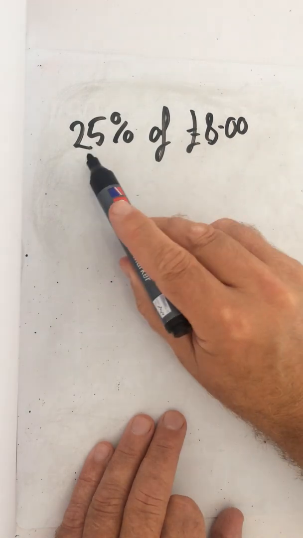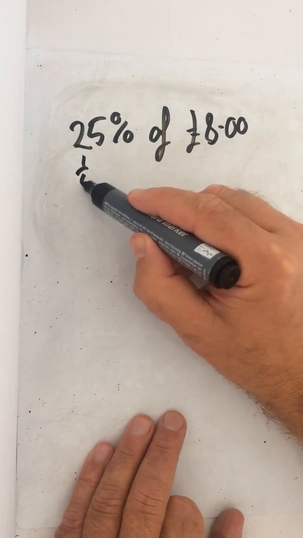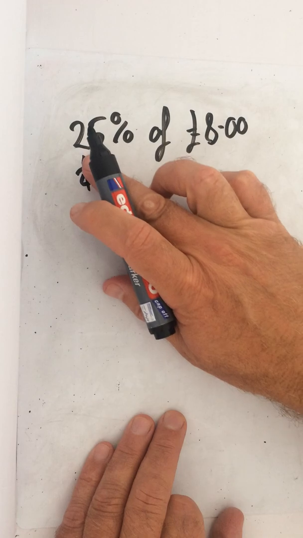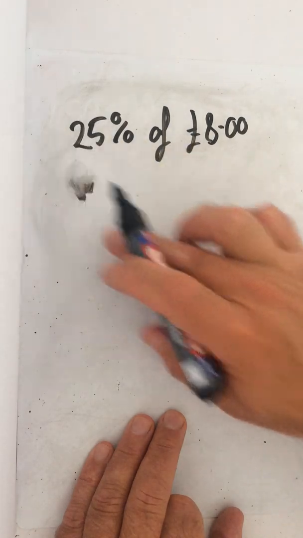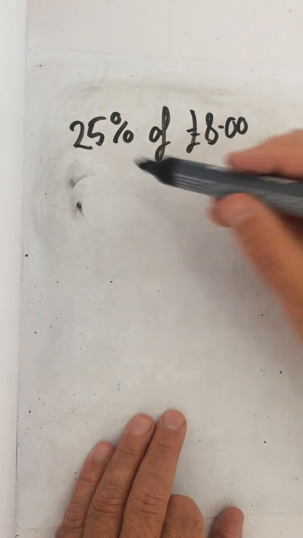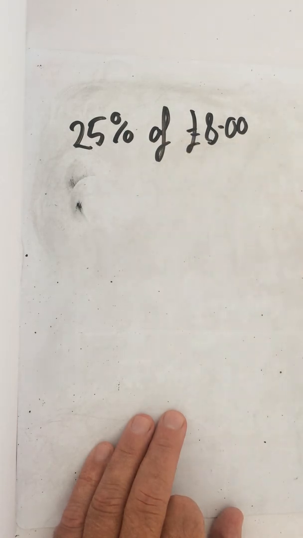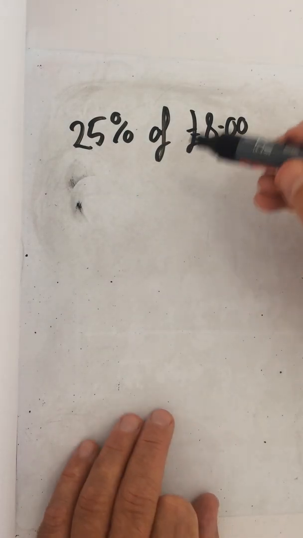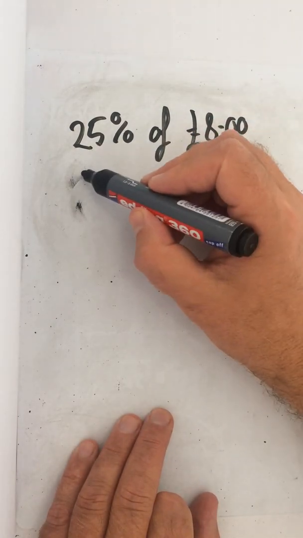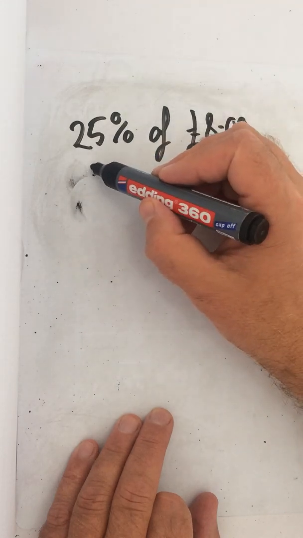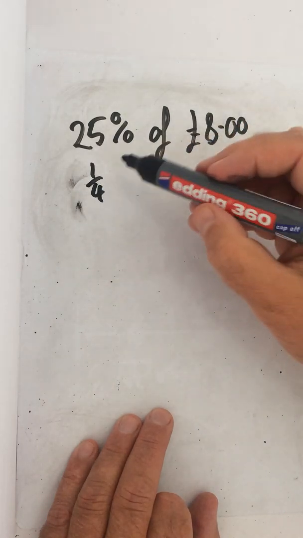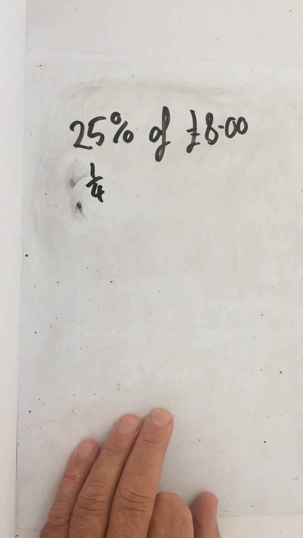Okay, 25% is the same as a quarter. So I'm just going to find a quarter of it. Or I can find 50% and go from there. If I was to find 25%, I would find a quarter of it. To find a quarter of something, you halve it and halve it again, don't you?